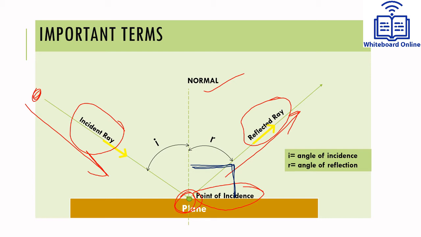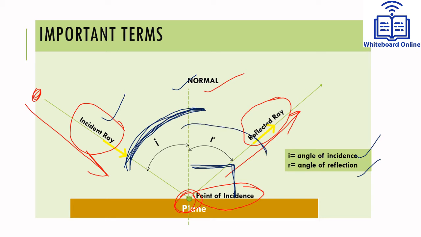Okay. Now the next definitions are angle of incidence and angle of reflection. Angle of incidence is the angle made by the incident light ray and the normal. The angle between these two lines is the angle of incidence. And the angle between the reflected light ray and normal is known as the angle of reflection. I hope you have understood the concept.